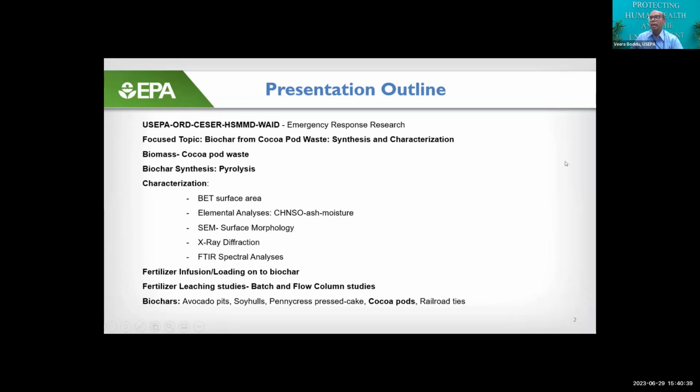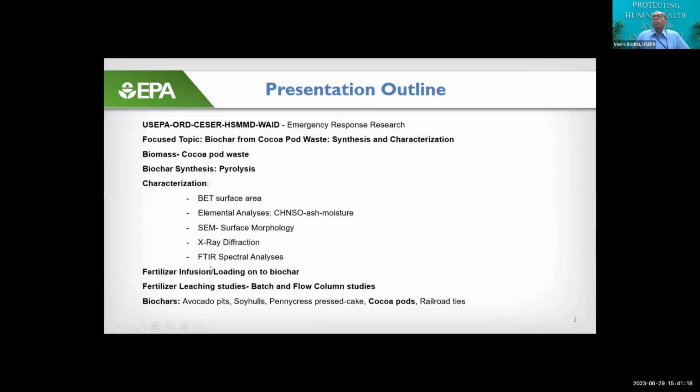Of course, the biomass that we used is cocoa pod waste, and biochar synthesis is using high temperature pyrolysis under anoxic conditions. For our characterization, I'm reporting only a few of those, the important ones. That is the surface area, elemental analysis, surface morphology, X-ray diffraction, or the crystallinity of the biochar, and some spectral analysis using FTIR.